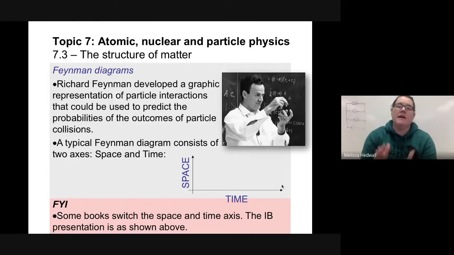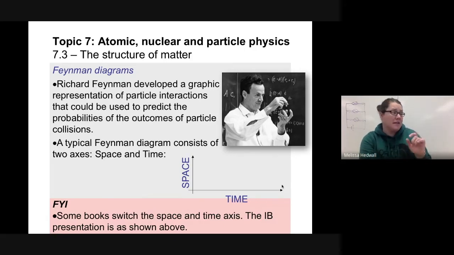The idea of a Feynman diagram is that it's, like I said, this visual representation of the interactions, and it helps predict the probability of different outcomes within these particle collisions. It's the way that the particles interact with each other. It's a goofy diagram because it sets up space on the y-axis and time on the x-axis. At the bottom here, it says some books switch space and time. The IB presentation is shown as above. So the IB in testing and stuff will use time on the x and space on the y.